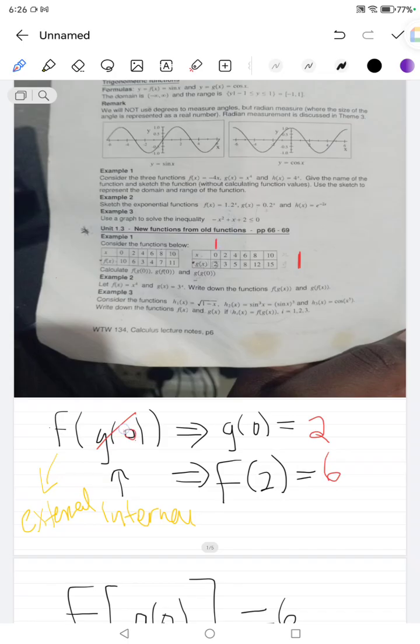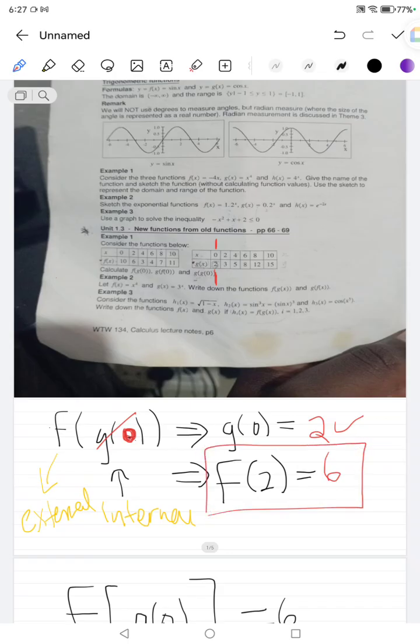Remember, these ones that you see inside are the x values. What we're interested in is the corresponding y values in the table. So we went there and checked our g of 0, and we got 2. We've written the 2 down. So now on our internal side we only have 2. Then externally we still have f of something. Then we replaced the internal function with 2. This is the step that we did.